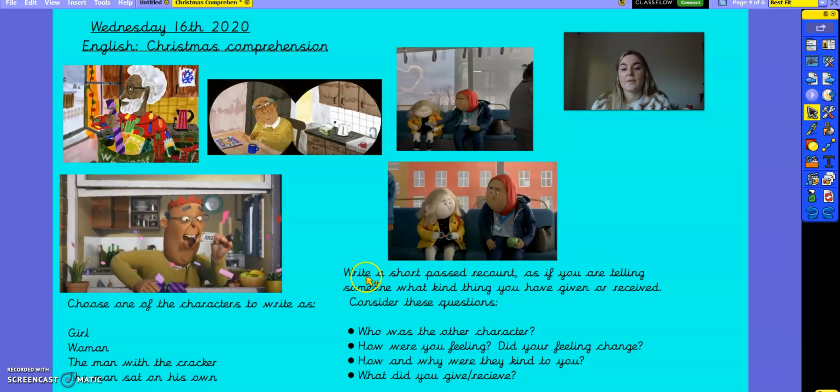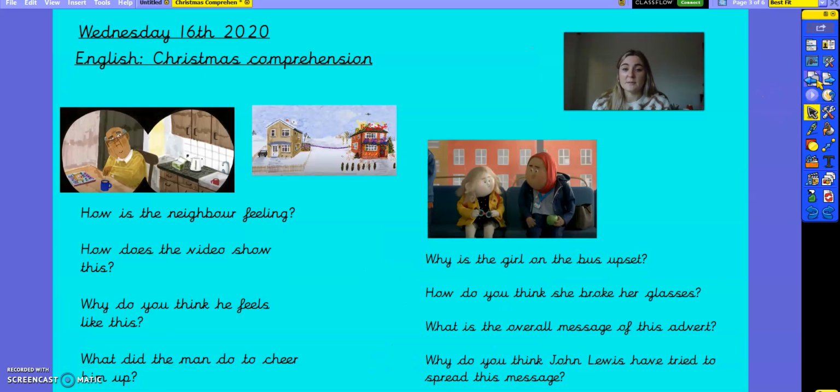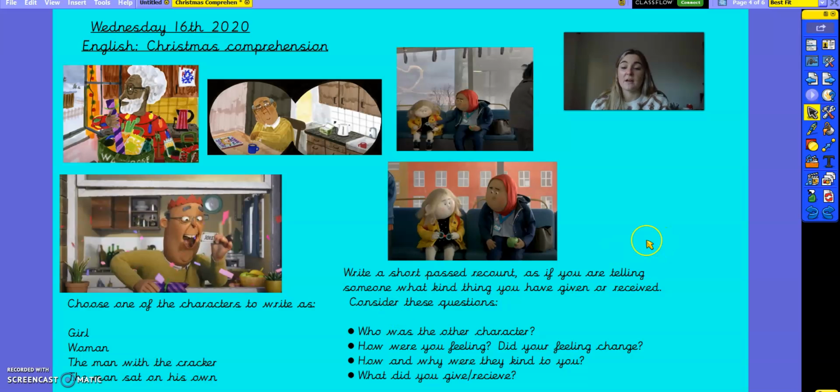So think about those. Equally, if you are giving the kind act, what might you have thought about that person? How might the little girl have broken her glasses? Why was he alone? I don't know if you noticed, but his house is not Christmassy at all. Why might that be? His neighbour, the man with the cracker, might know why he's lonely. So maybe you could add that into your story.